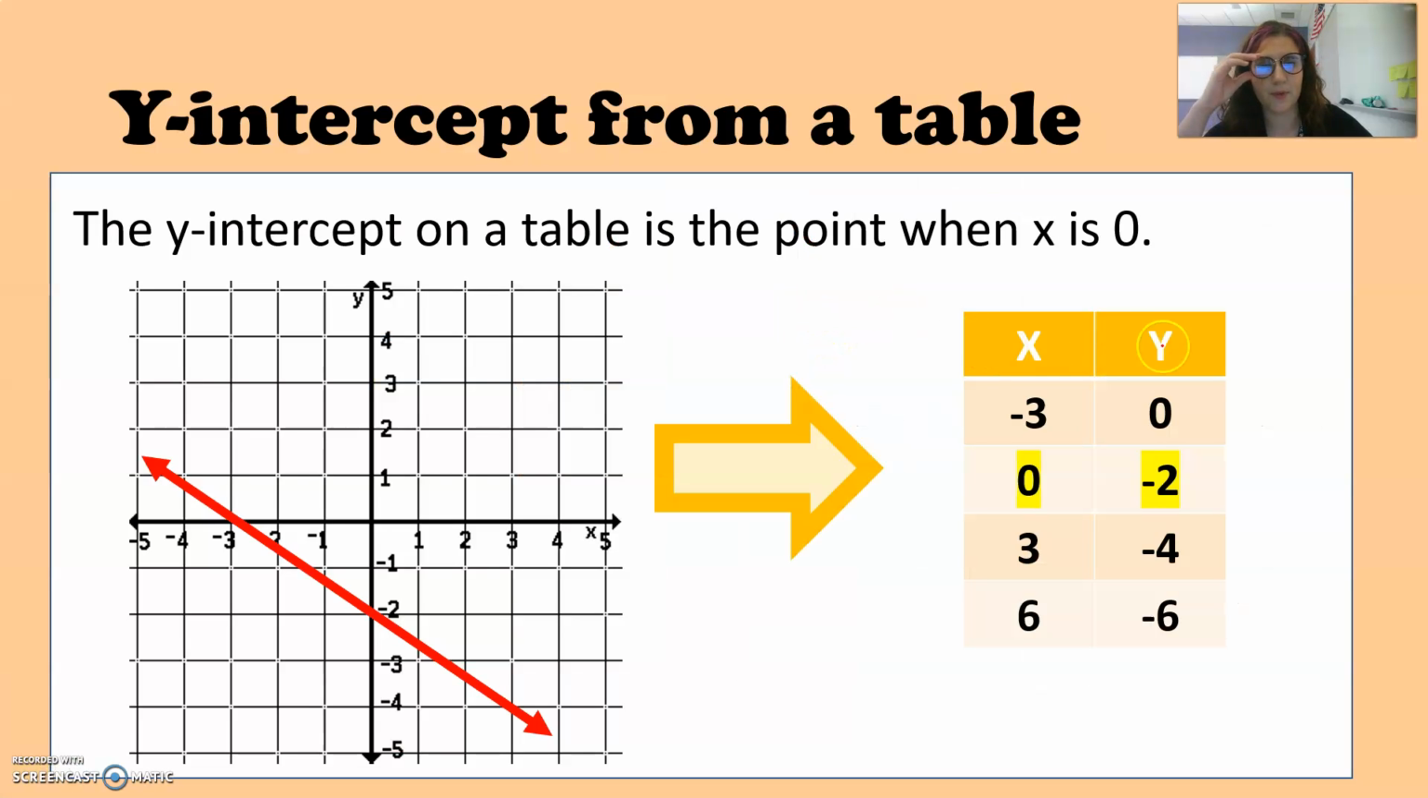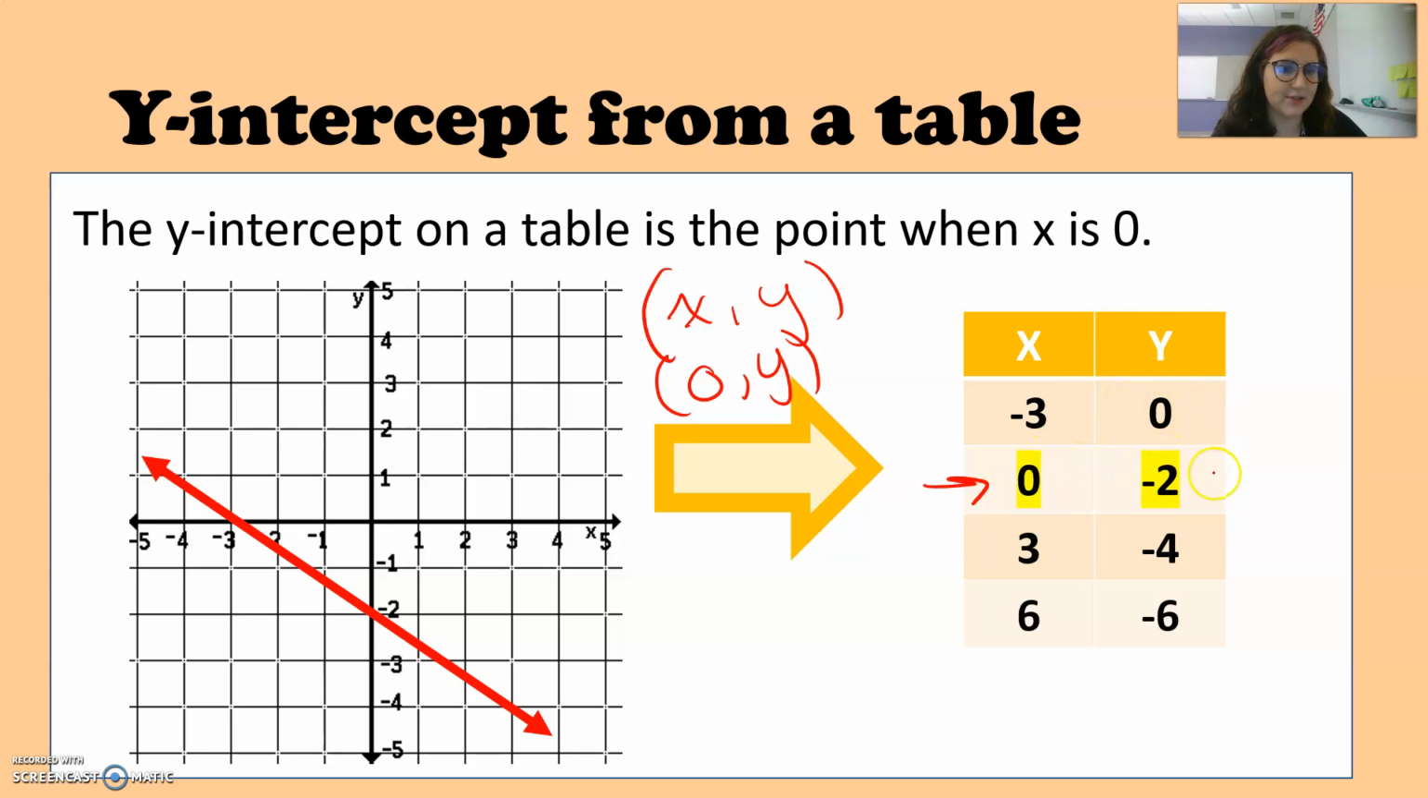So from a table, remember we can use a table to represent points on a graph. So here is my line, a graph of a line, and here's the table that goes along with it. So the y-intercept is the point when x is 0, right? Because on an ordered pair, x comma y, the y-intercept is when x is 0. So I'm going to look at a table and say, okay, when is my x value 0? Here it is, highlighted. The y-intercept is -2 when x is 0. So that ordered pair is 0, -2.